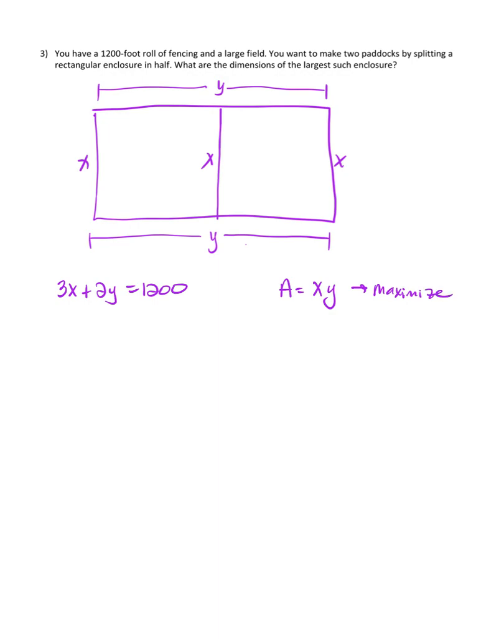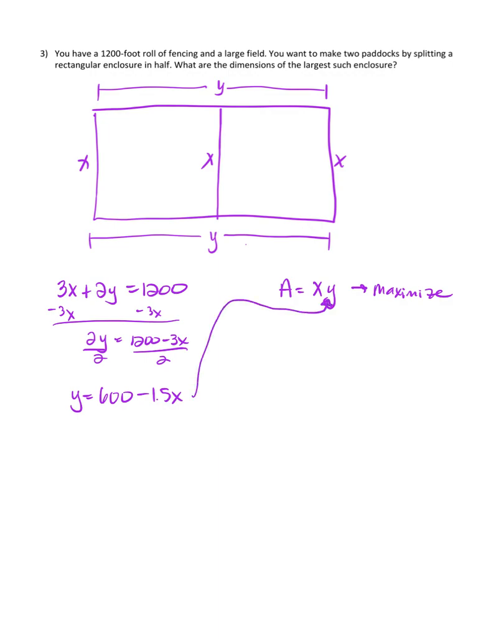Too many variables, right? So let's eliminate the Y by going to the other equation and solving for Y. So we have 2Y equals 1,200 minus 3X. Divide by 2, divide by 2, and I get Y equals 1,200 over 2 is 600. 3 over 2 is 1.5. So 600 minus 1.5X. So then I'm going to plug that in to my other equation. Replace Y with the new expression that has X's in it.